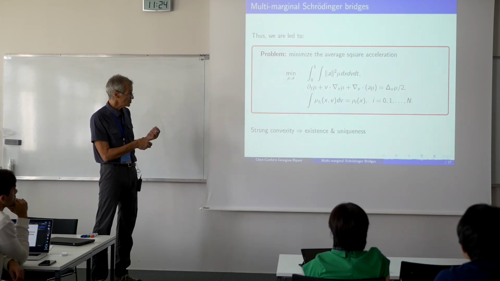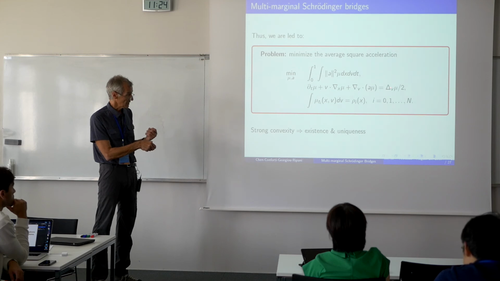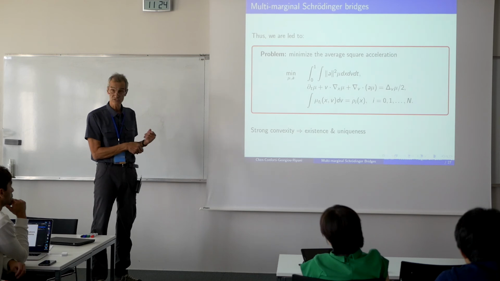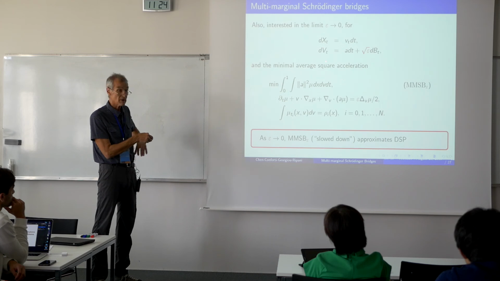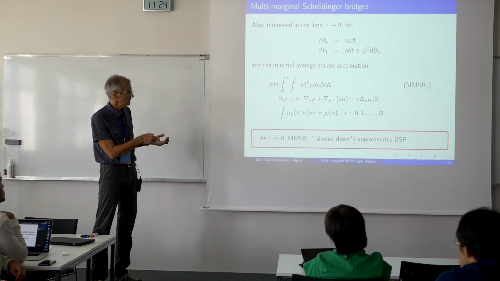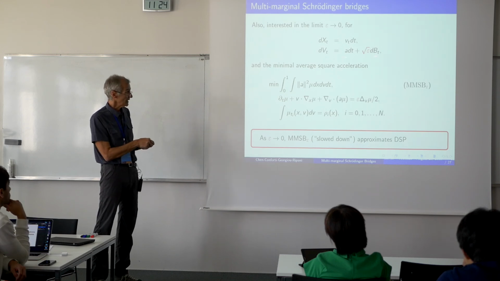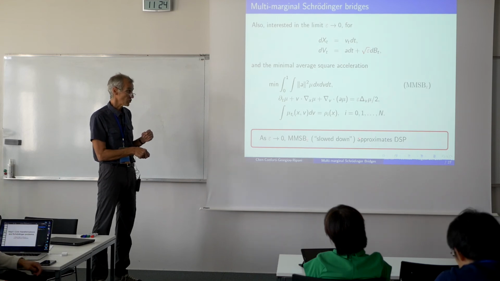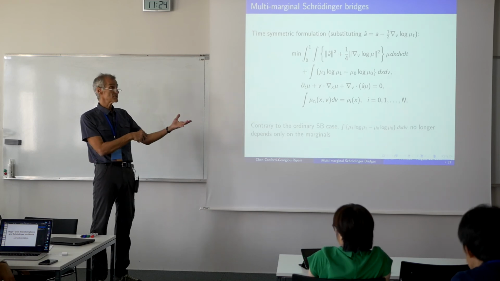And the problem of multi-marginal Schrodinger bridges is very much the same as the splines, except you have this Laplacian, which is with respect to the V parameter only. You can prove a number of things, existence and uniqueness for sure. And now we're interested in the limit. Everything follows verbatim, almost, the limit when epsilon goes to 0. Here I have a square root of epsilon. And then as epsilon goes to 0, this Schrodinger bridge problem slowed down approximates the distributional splines, as you would expect. There is a time symmetric formulation.